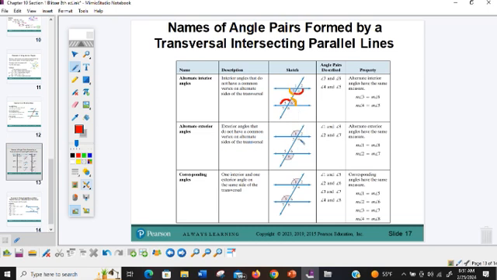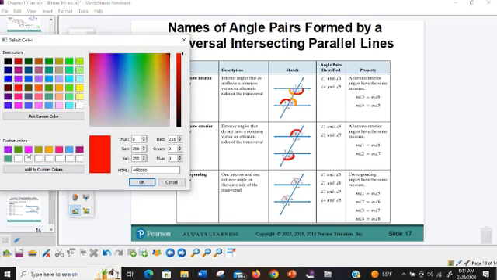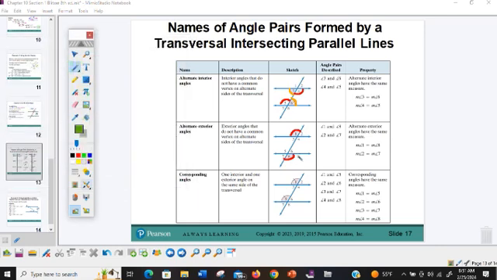So interior means inside the parallel lines. Exterior means outside the parallel lines. So 1 and 8 will be equal. And I know that 7 and 2 will be equal.